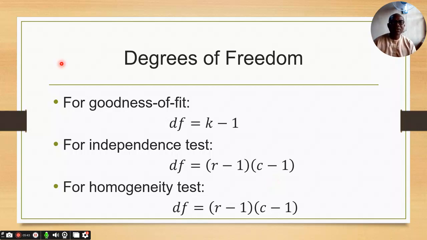For the goodness of fit type of chi-square test, the degree of freedom is the difference between our constant and 1. While for independent tests, we have the (row minus 1), all in brackets, times the (column minus 1), all in brackets; we find the product of the two. It is the same for the test of homogeneity.